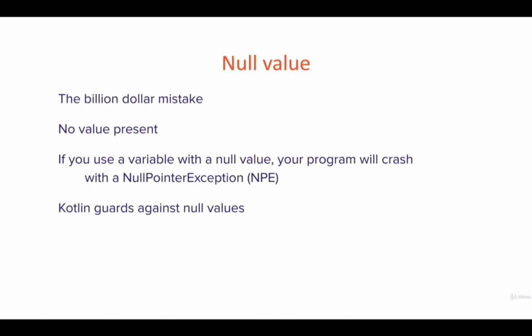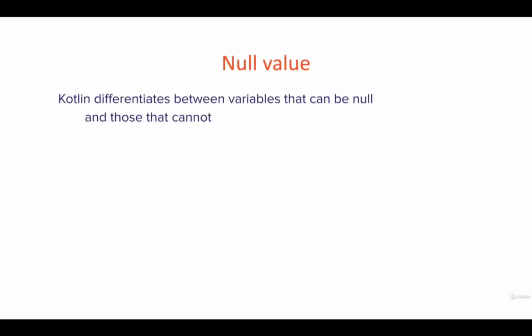Right, so the way Kotlin avoids null values is that it differentiates between variables that can be null and those that cannot be null. Okay, so you have two types of variables. You have the nullable and the non-nullable variables, and we do that using the question mark operator.